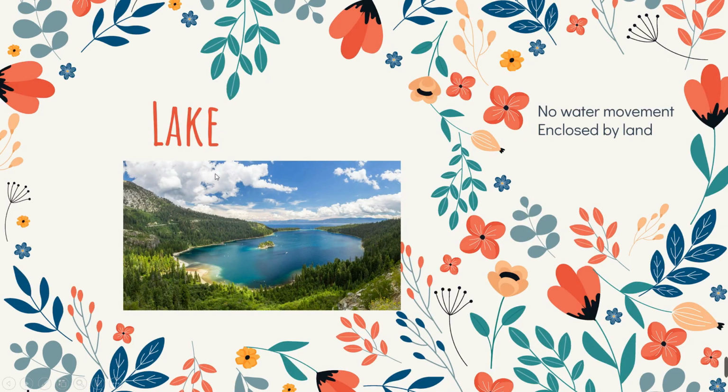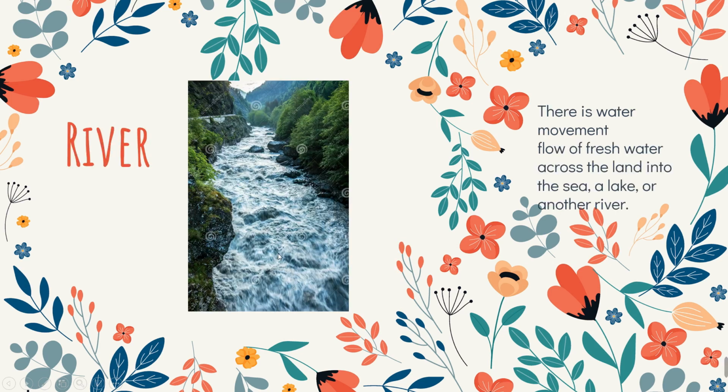Now we have a lake. Okay, in the case of a lake, we have here water, and it is enclosed by land. We have land here, and there is no water movement. This water here has no movement. El agua no tiene movimiento, es solo agua que llega pero no se mueve, como ven acá. In the case of a river, there is water movement. As you can see here, the river flows in this direction.